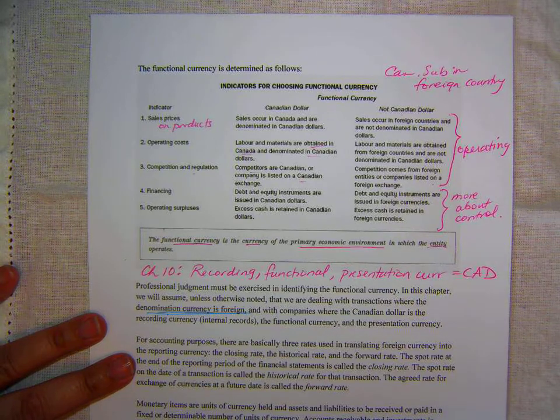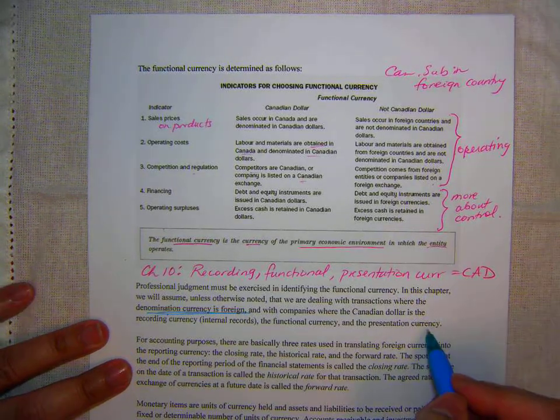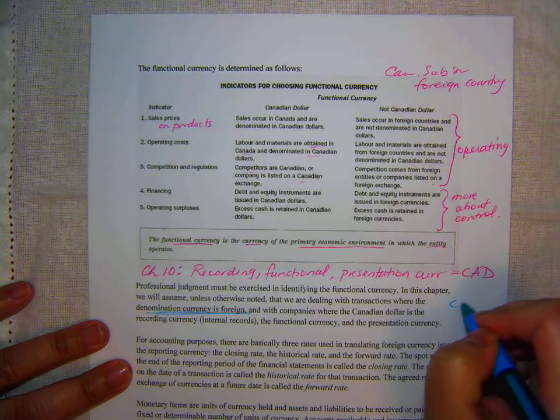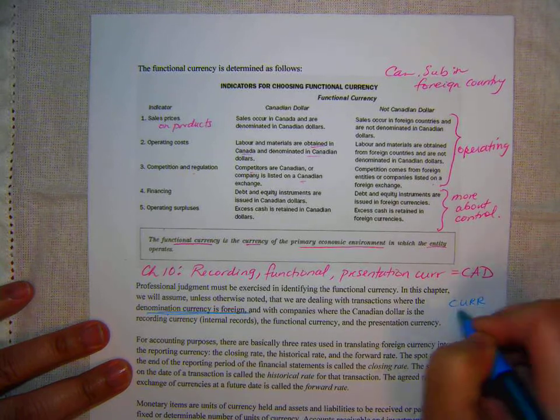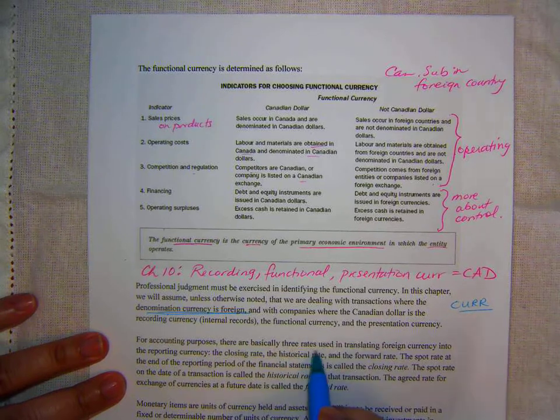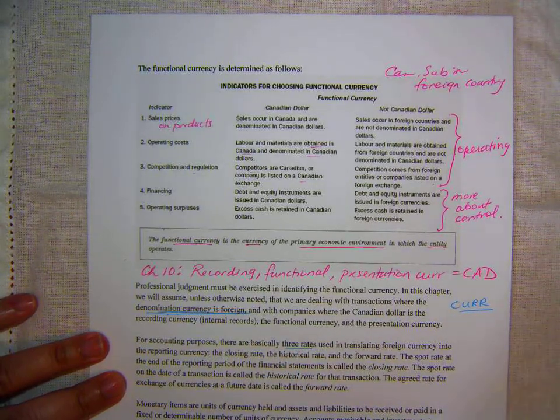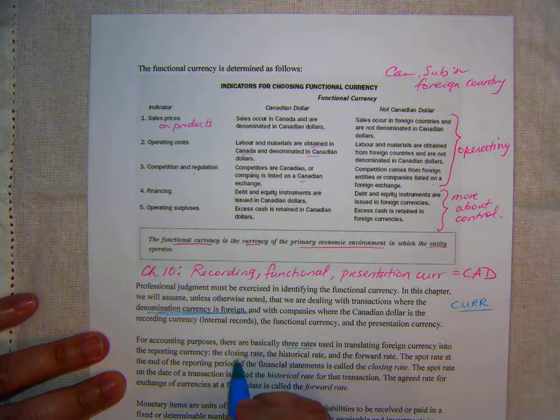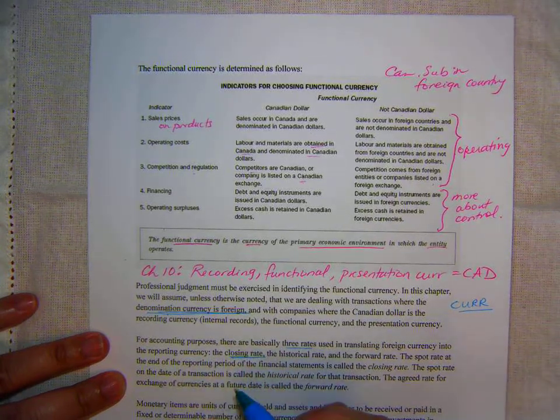Okay, so this talks about the currency. Now, for accounting purposes, there are basically three rates used in translating foreign currency into reporting currency: the closing rate, the historical rate, and the forward rate.